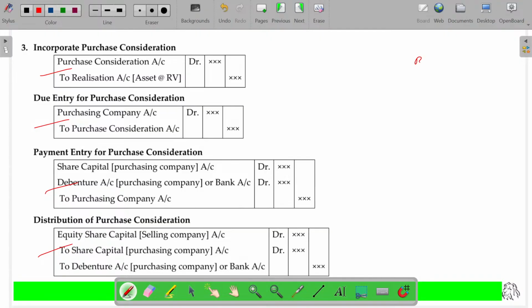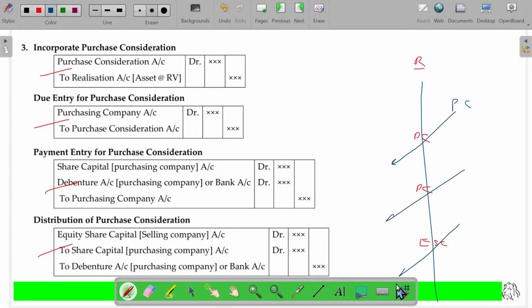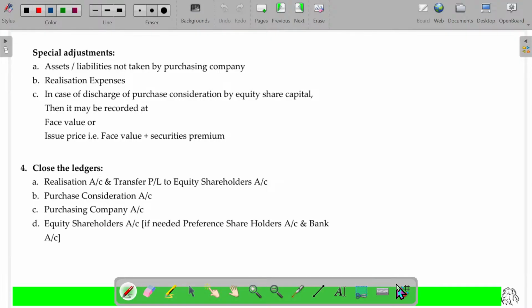So I just explained the realization account, purchase consideration account, purchasing company account, and equity shareholders account. Here you write purchase consideration, and this is transferable here and here and here. These are simple steps you can keep in your mind. And there are some special adjustments. Assets and liabilities are sometimes not taken over by the purchasing company. If the assets and liabilities are not taken over by the transferee company, they will be settled, routed through the bank account. So that's how we solve one illustration.